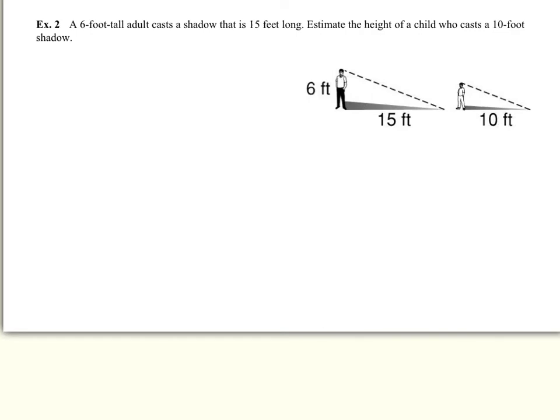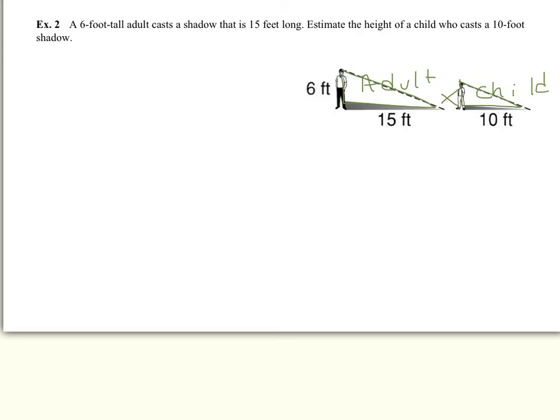Now for example 2, they give us a couple of people. They give us an adult and I am going to compare that to the child. And if you notice, they form a triangle with their shadows. So that's what they're considering the similar figures. So I can use a proportion to figure out how tall the child is.